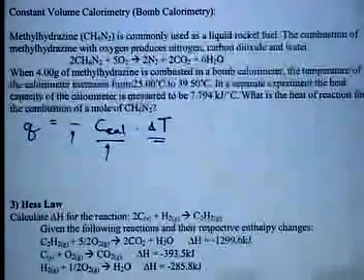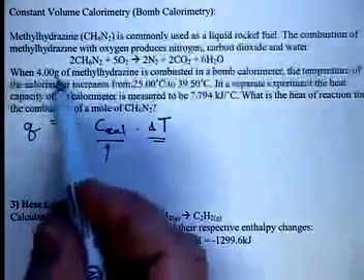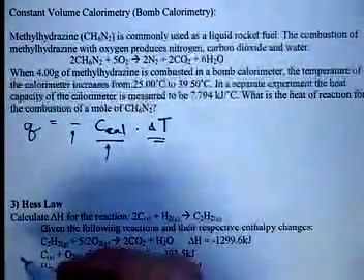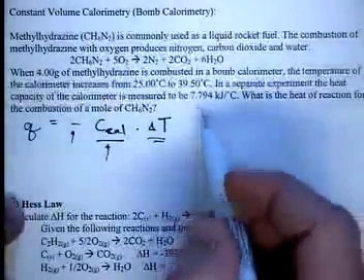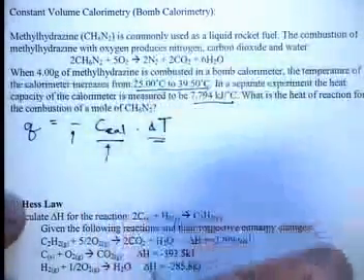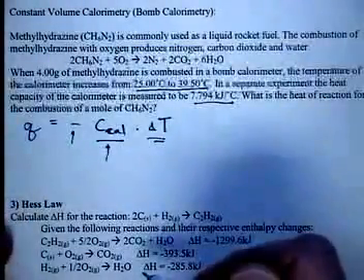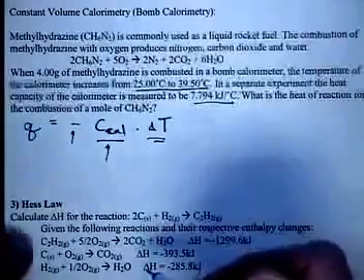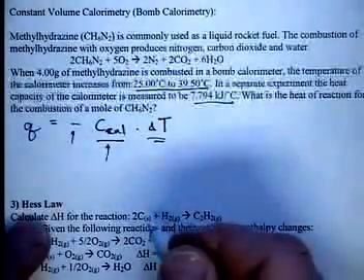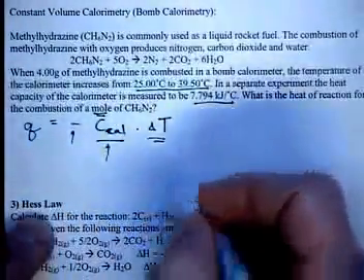So here's a question that involves methyl hydrazine. You can read this equation right here, and you can see that 4 grams of it is combusted. And it also tells us the heat capacity of the calorimeter, and that our temperature changes from 25 to 39.5. It asks us, what is the heat of reaction for the combustion of the methyl hydrazine? And it wants to know it per mole of this as well.